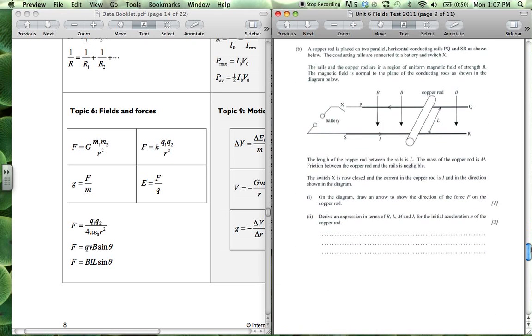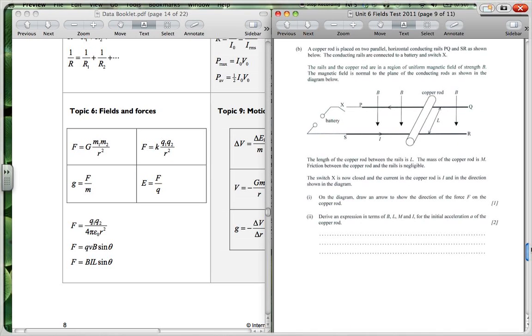Now we go on to this part over here. It says a copper rod is placed on 2 parallel horizontal conducting rails, PQ and SR, as shown below. The conducting rails are connected to a battery and a switch X. The rails and the copper rod are in a region of uniform magnetic field strength B. The magnetic field is normal to the plane of the conducting rods, as shown in the diagram. So we've got our magnetic field is down like that, and we have got our copper rod, which is as shown there. We've got our current is like that.